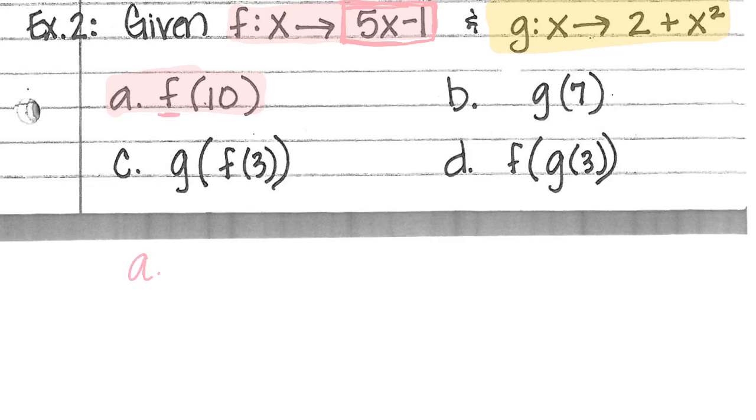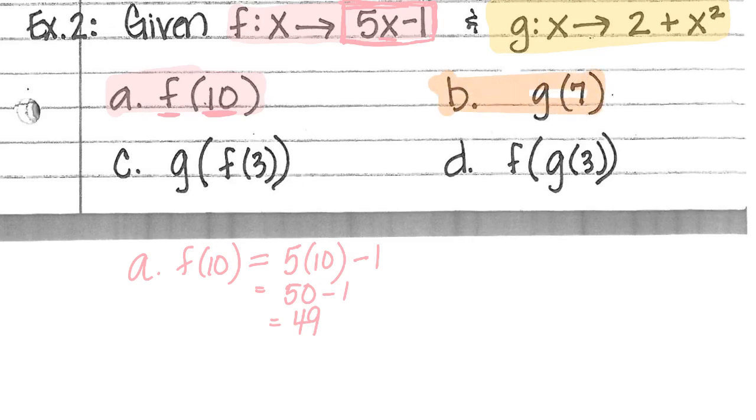So instead of putting in x, what number do you think I'm going to put in for x? 10, because that's what's given. So they're telling us instead of putting in x, let's put in 10 and subtract 1. So 5 times 10 is 50. 50 minus 1 is 49. Wonderful. Now we're moving on to B.